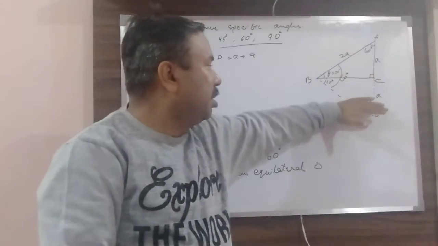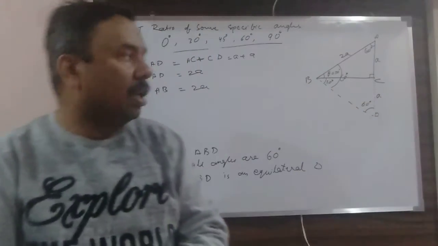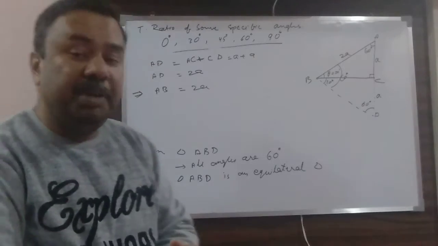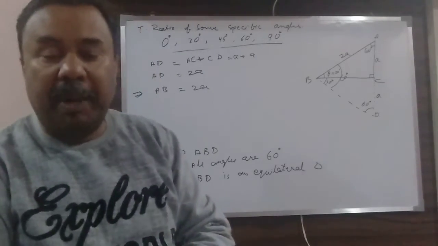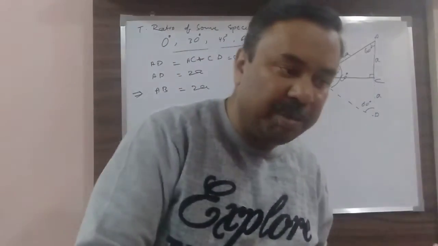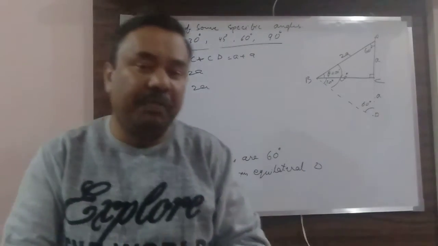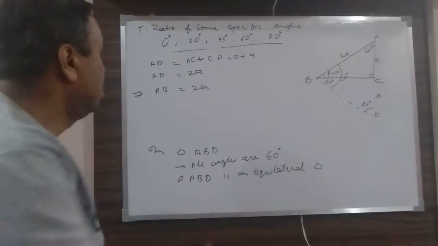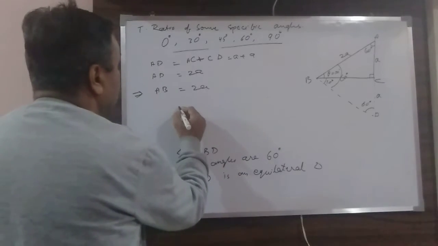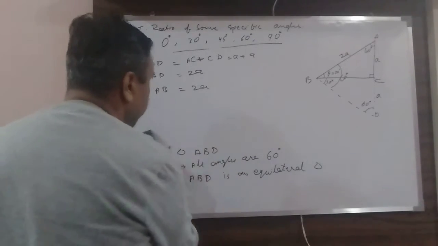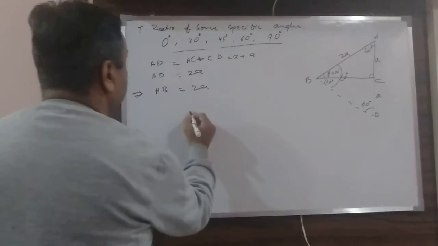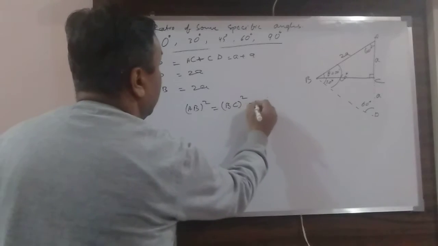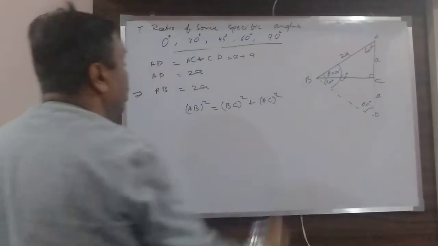Now forget about the constructed part, just consider my original part. In original part, in triangle ABC, triangle ABC is a right angle triangle. So by Pythagoras theorem, square of hypotenuse is equal to sum of the squares of the other two sides. So if I have to find out, I will use the equation using Pythagoras theorem. What I get is AB square is equal to BC square plus AC square.